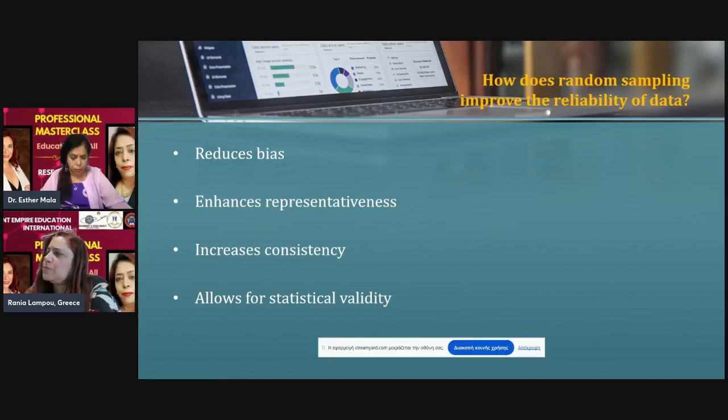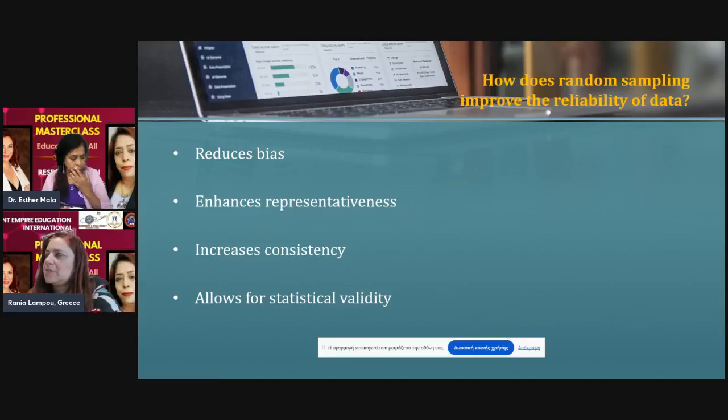And how does random sampling improve the reliability of data? Of course, by making sure that every member of the population has an equal chance of being selected. This helps in several ways. Because the sample is chosen randomly, it is less likely to be skewed by any particular group of characteristics. This means that the sample better represents the entire population. It enhances representativeness because a random sample is more likely to reflect the diversity and variation within the whole population, which makes the data more generalizable.